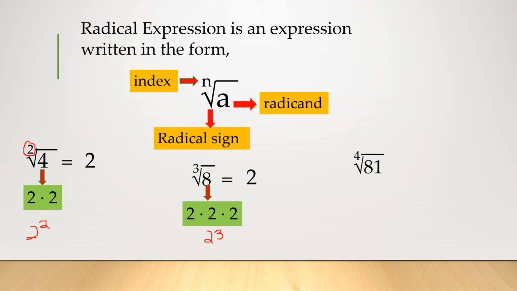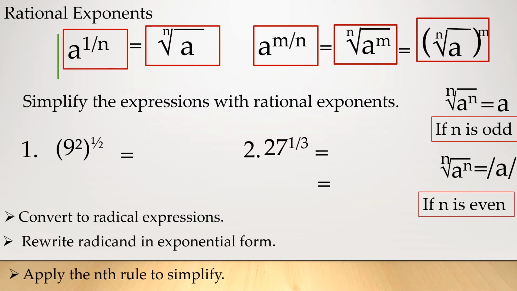Same thing with the fourth root of 81. What number raised to 4? The answer is 81. So that is 3, because 3 to the fourth power is equal to 81. Now, let's simplify expressions with rational exponents.